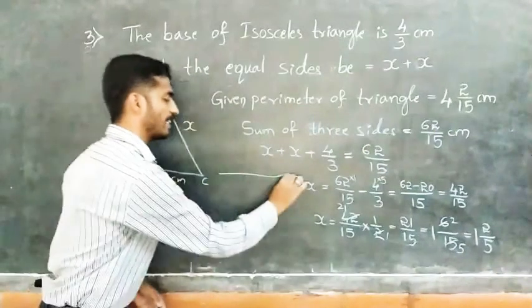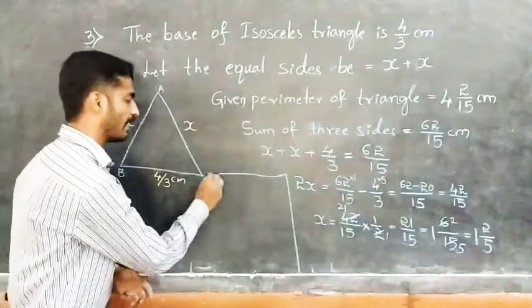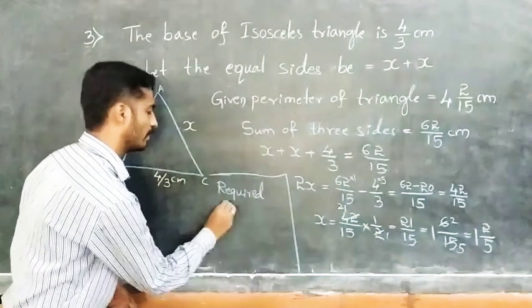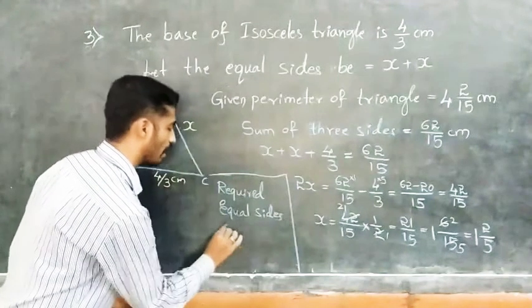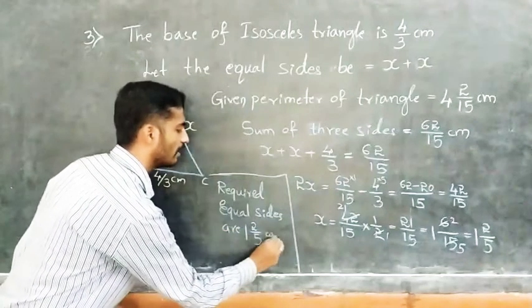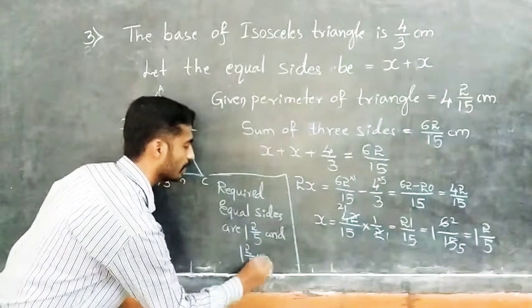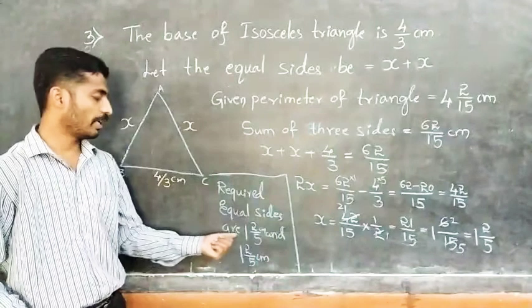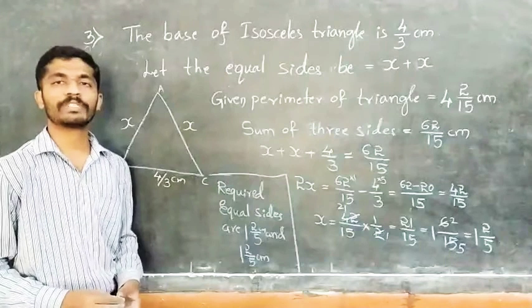So what you have to write? Last, you have to find the equal sides. Which are the equal sides? The required equal sides are 1 integer 2 by 5 and 1 integer 2 by 5 centimeters. So here don't forget to write the unit. So both equal sides are 1 integer 2 by 5, 1 integer 2 by 5 centimeters.